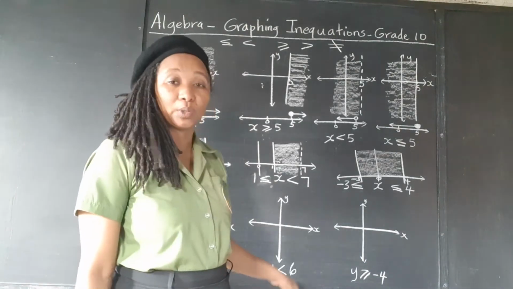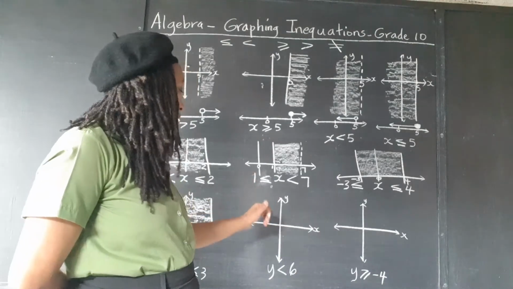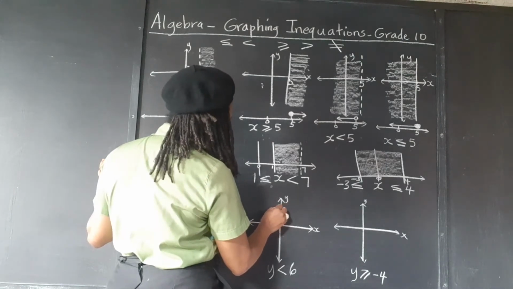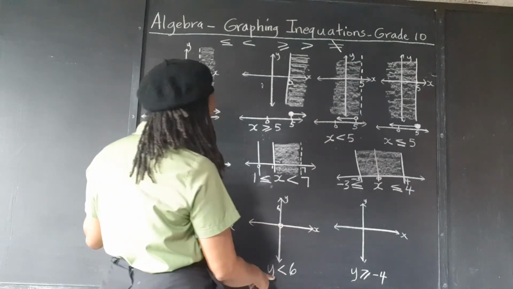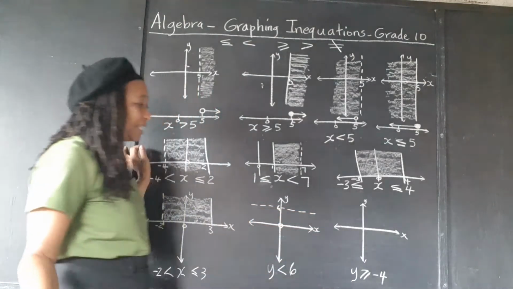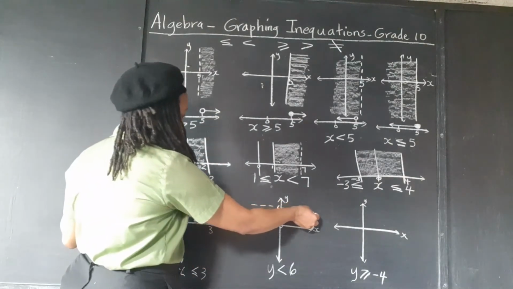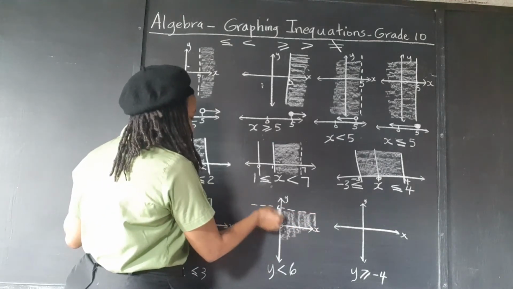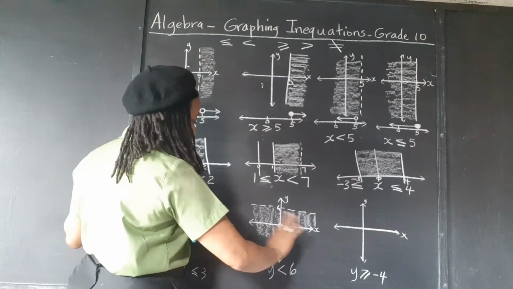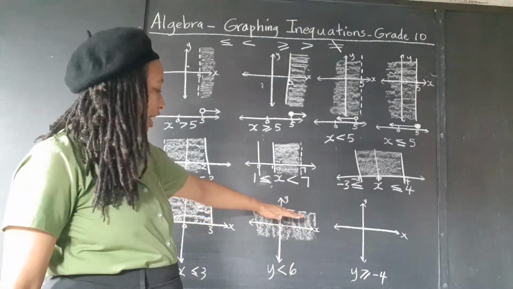Here now we're talking about y. Y is less than 6. So we're focusing on the y-axis. So on the y-axis, 6 will be about there, and that's 0. It's just less than, so that's a broken line. When we're dealing with the y-axis and it's less than, we shade below the line. If it was the x-axis and it's less than, we shade to the left, greater than to the right. For the y-axis, if it's less than, we shade below, and greater than, we shade above.